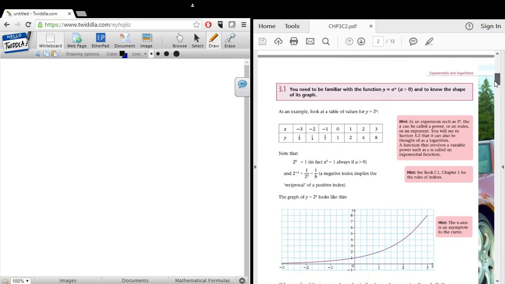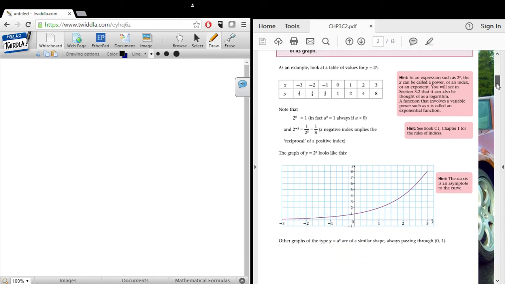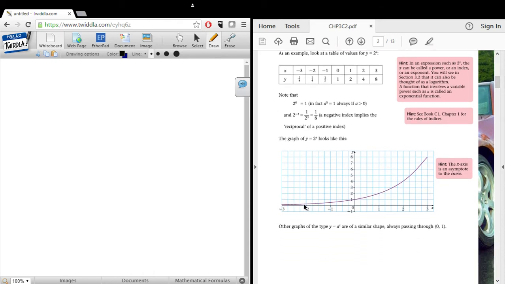Okay, brilliant. So 3.1, you need to be familiar with the function y equals a to the power of x and know the shape of its graph. This is otherwise known as an exponential. A lot of people see it as a graph which, in other words, explodes, i.e. it just increases. So it's a non-decreasing graph. It's constantly increasing. And one of the things that I must point out is that it never touches the x-axis. It just keeps going, because when x is equal to 0, you get 1. So it never touches the x-axis, never crosses at any point.